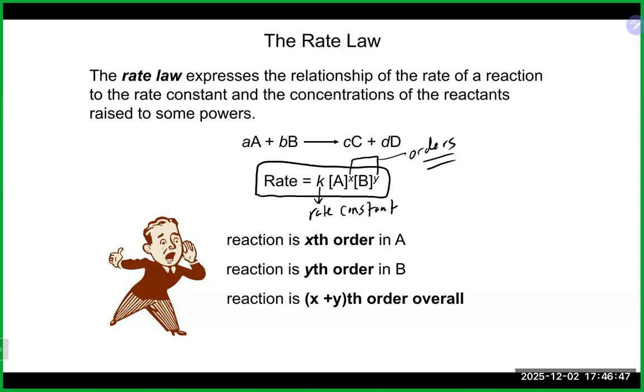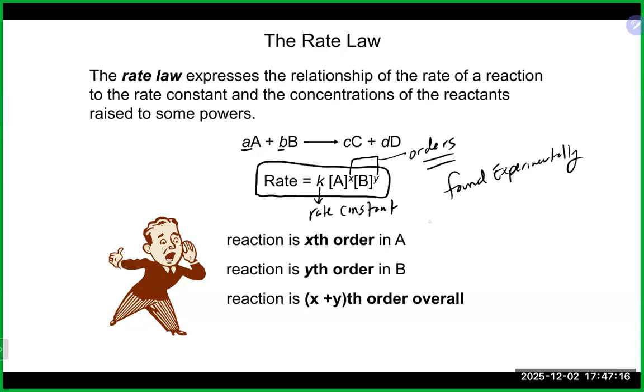They are not the coefficients in the balanced equation. So that's one really big error that sometimes people make. They think, oh, those orders must be the coefficients in the equation, and they're not. Rate laws are found experimentally. So they're always found experimentally, which means that they are not based on the coefficients that you find in the equation.